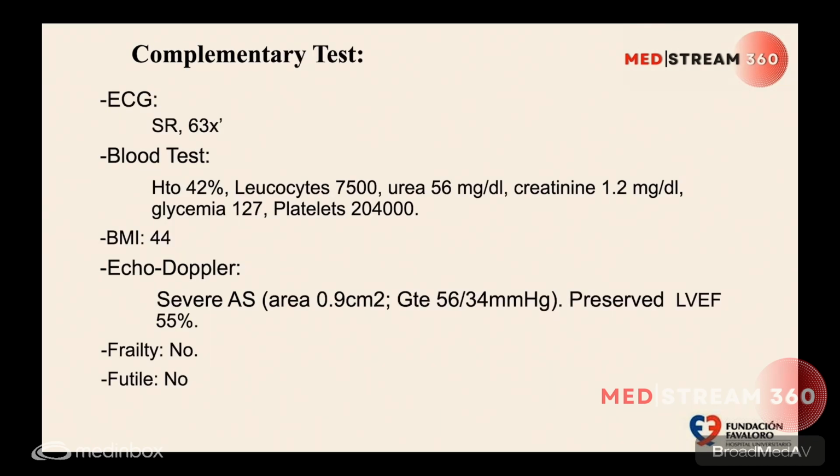Next. The ECG is normal, sinus rhythm at 63. Blood test is quite normal, with a little bit high urea and creatinine, borderline. The body mass index is 44, and the echo Doppler unveils severe aortic stenosis with an area of 0.9, with a gradient of 56 and 34, the same gradient which was measured recently here in the lab. He has a preserved left ventricular ejection fraction of 55. He is not frail, and he's not futile for this procedure.